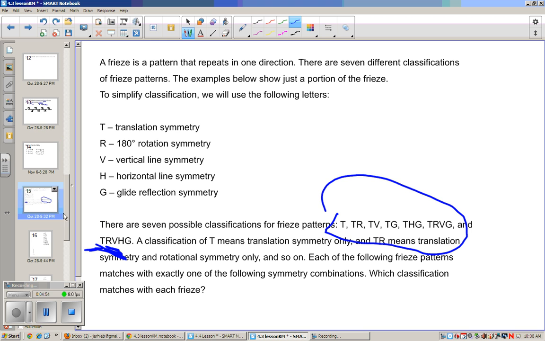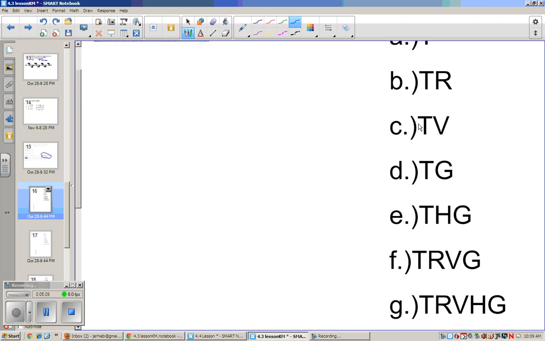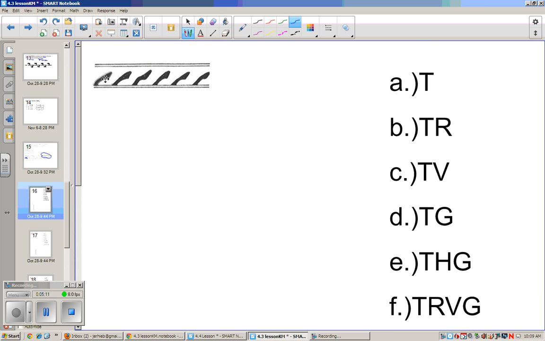So I think the best way to learn these is just to start off with an example and just go down the list and say, does it have this? Does it have that? So if I start with this one, my first step, does it have translational symmetry? Most of them do, otherwise it won't be classified as a freeze pattern, because if you notice, all of the classifications have a T in them. So if we look at this, if I translate the first one over and I keep going, it matches up with the next one. So yes, it has translational symmetry.